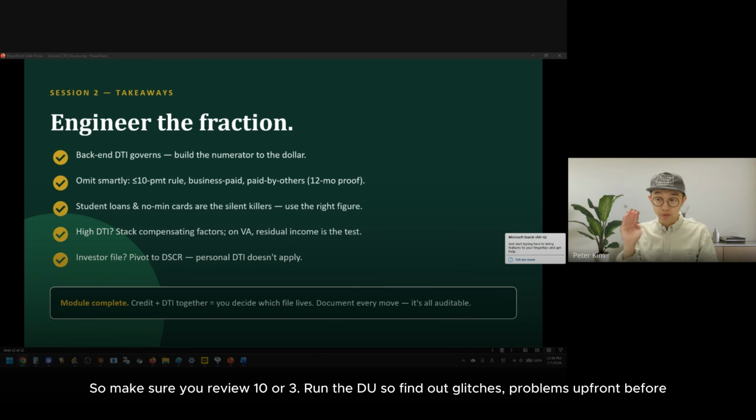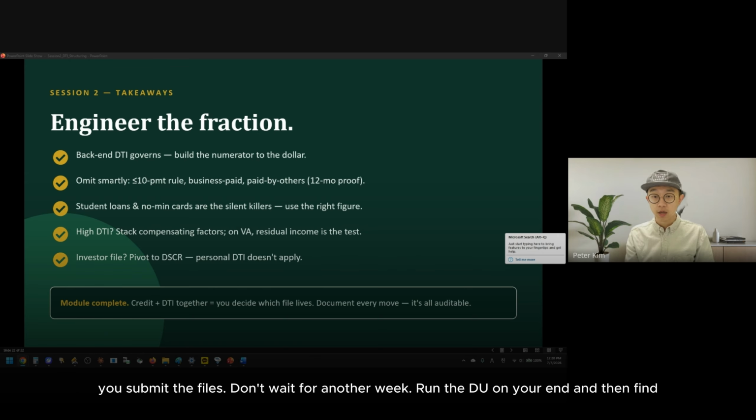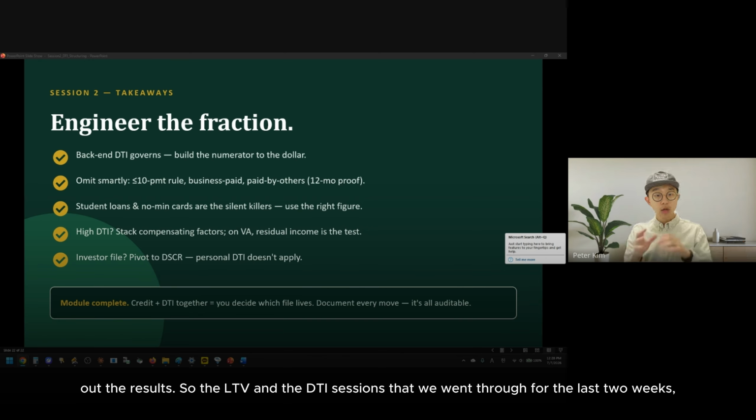So make sure you review the 1003 and run the DU to find out the glitches and problems up front before you submit the files, right? Don't wait another week. Run the DU on your end and then find out the results.